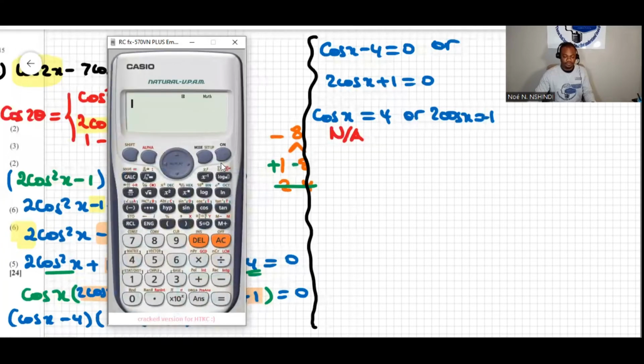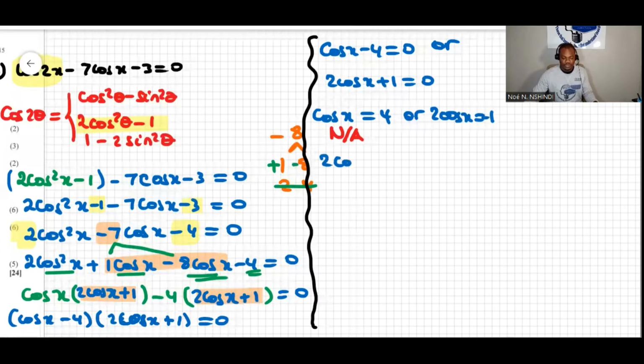If we want to work out the value of x, we need to press shift, then press cos, and then press 4, and then equal. You see, math error, because cos and sine don't generate values that are more than 1 or less than -1. So we are left with 2 cos x equal to -1, that means cos x equal to -1/2. Yes, -1/2 is in between -1 and 1.